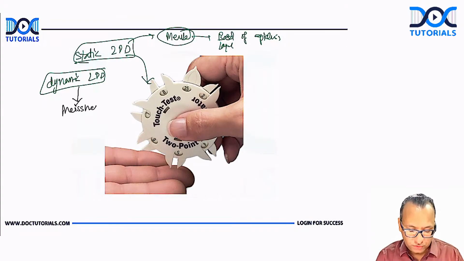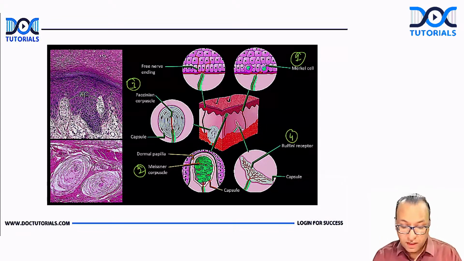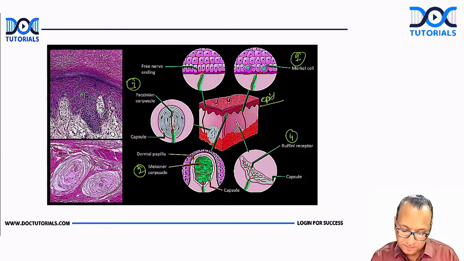Let me show you some of the diagrams now. When we are talking about these receptors, we will focus upon 4 of them. Number 1, it is the Merkel cell. Number 2, it is the Meissner. Number 3, it is the Pacinian. And number 4, it is Ruffini. You will find that the Merkel cell is present in the basal layer of the skin epithelium or epidermis. As you can make out, this is the epidermis here, and below that is the dermis.